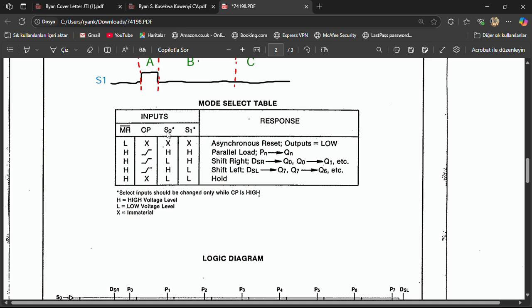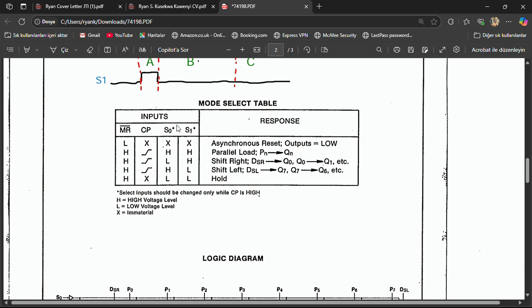When both S0 and S1 are high, we're going to have a parallel load. A parallel load basically means we're going to be loading the data into the shift register. Like initially when I was telling you guys that the bits haven't been loaded into the register yet, basically the shift register was waiting for this signal, for both S0 and S1 to be high, so that it can finally load in the data. Okay, so now let's move on to the second one.